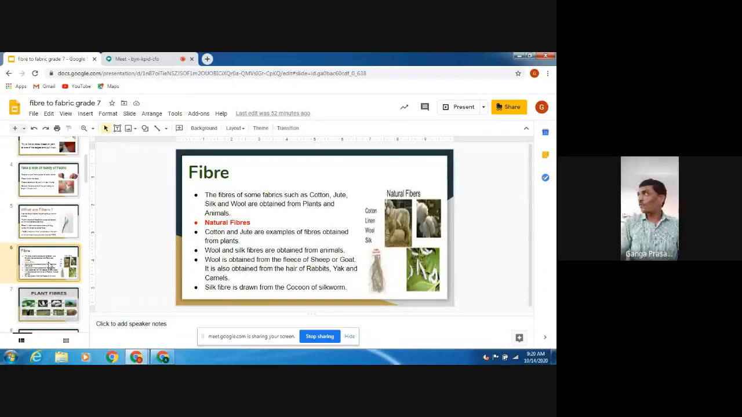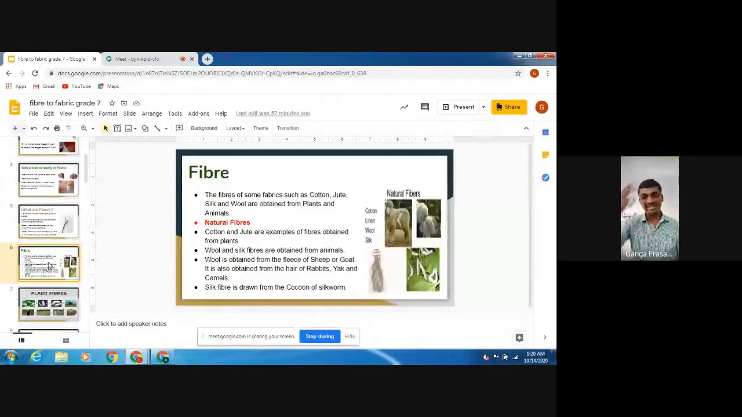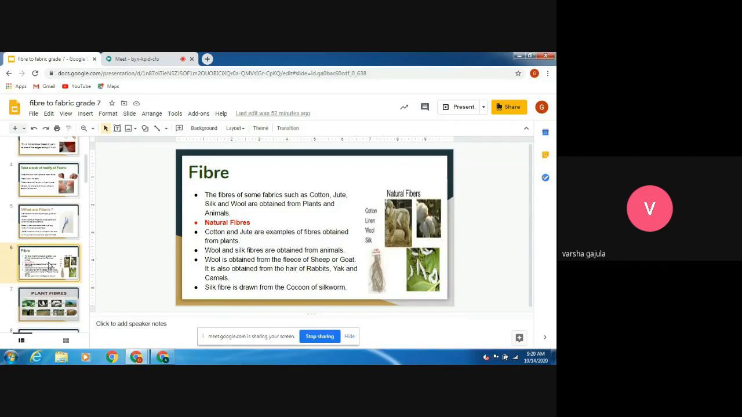It is now winter season, so which type of clothes do you like to wear? Sweaters. Woolen clothes, sweaters, mufflers, caps, monkey caps, socks. These clothes are all made from wool. So from where do we get wool? We get wool from sheep, goat, yak, and camel.